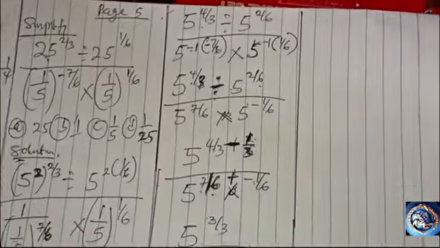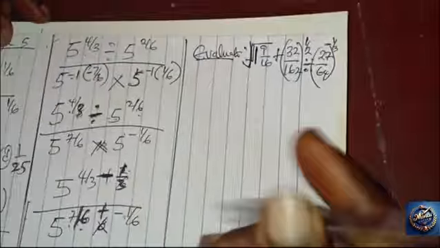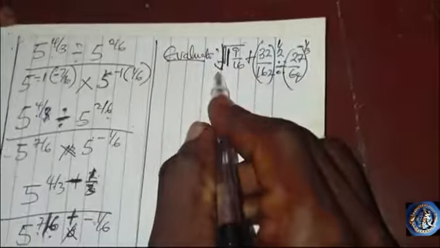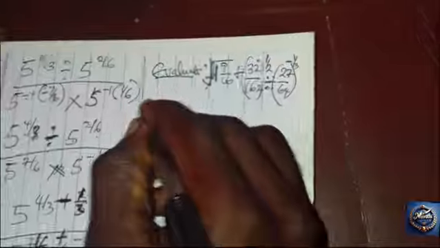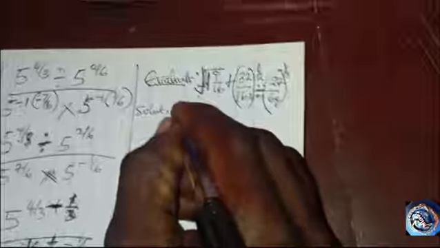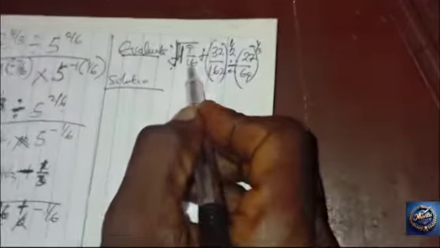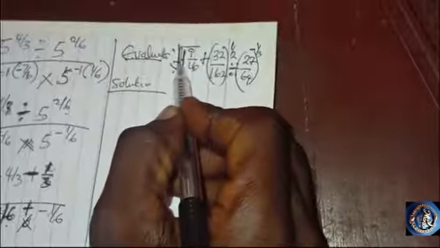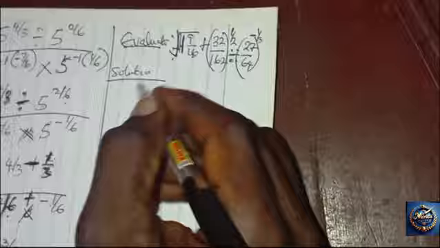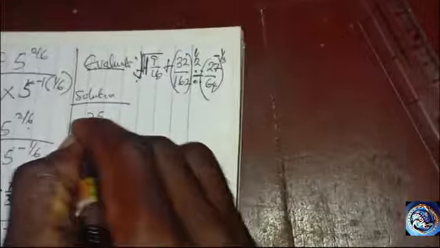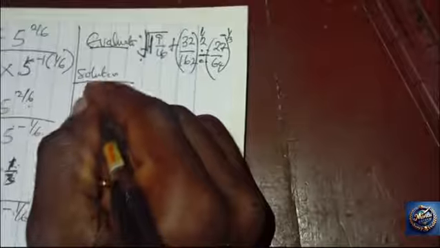So I'll take the last question in this section. It says the root of 1 whole number 9 over 16. So I will change this to an improper fraction. 16 times 1 is 16, 16 plus 9 is 25 over 16. That's the root. I've changed it to an improper fraction.